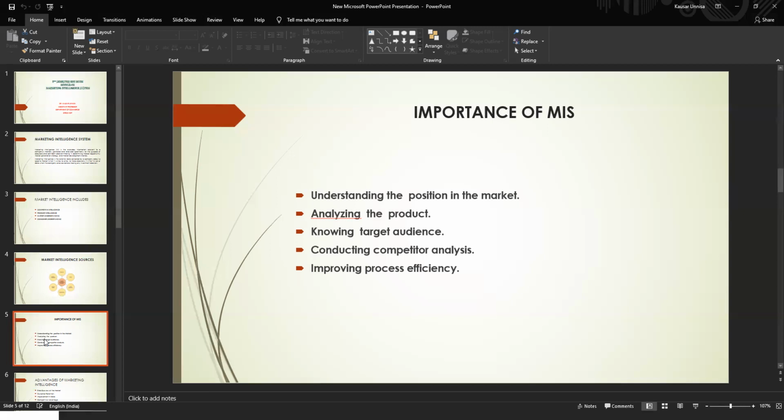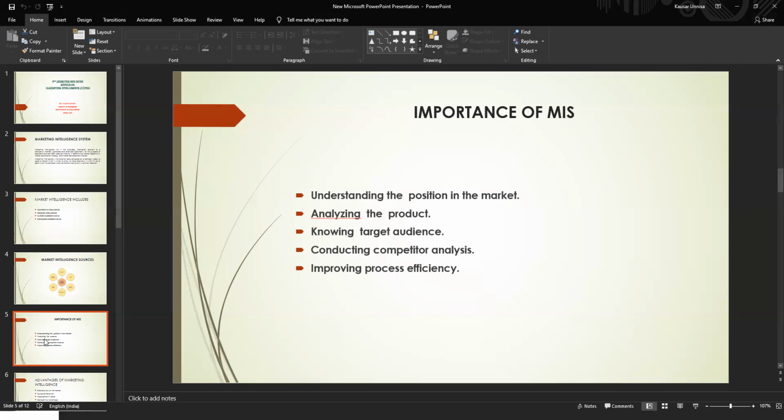The second is nothing but analyzing the product. Market intelligence can be used to evaluate a product in terms of its features, price, and quality, because the information we have gathered can be used to make improvements to the product. That will be helpful to meet the competition in the present scenario.